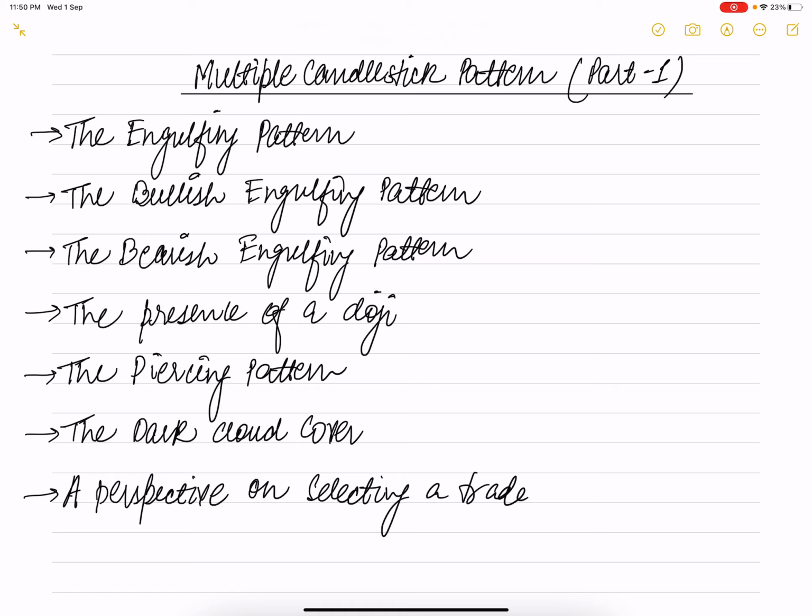The piercing pattern works very similar to the bullish engulfing pattern, except that P2's blue candle engulfs at least 50% and below 100% of P1's red candle. The dark cloud cover works similar to the bearish engulfing pattern, except that P2's red candle engulfs at least 50% and below 100% of P1's blue candle. So this is all about multiple candlestick patterns.